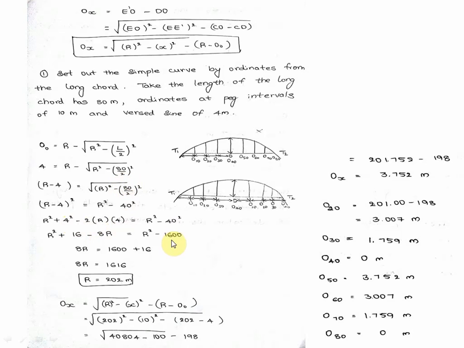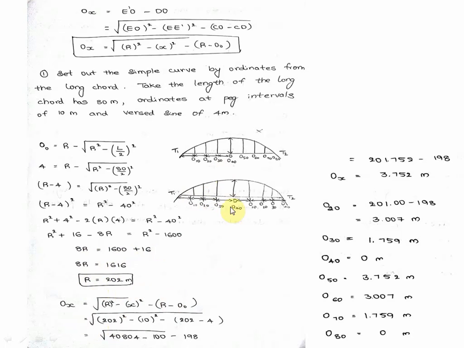Again 40 square is 1600. R square plus 4 into 4 is 16, minus 8R, equals R square minus 1600, that is 40 square. So R square gets cancelled. Again bring this 8R to the RHS and minus 1600 to the LHS. So 8R equals 1600 plus 16, 8R equals 1616. So R equals 1616 by 8. So you will get R equal to 202 meter, that is the radius value.